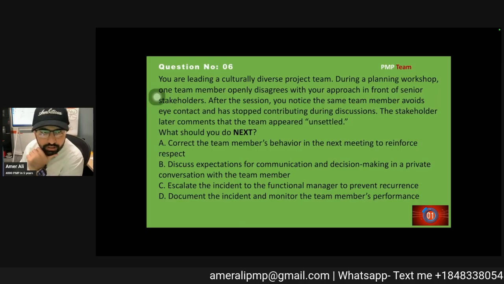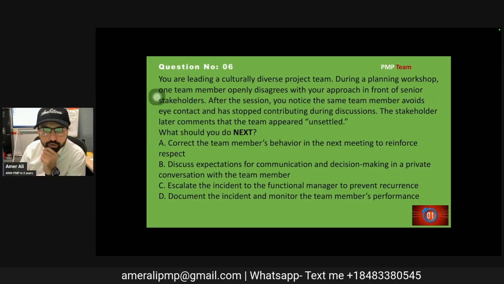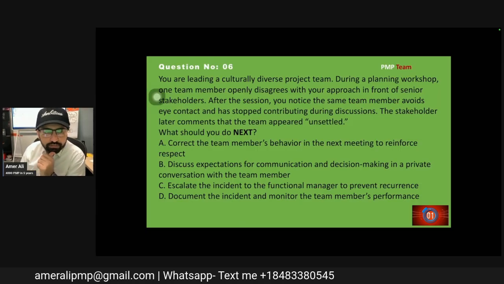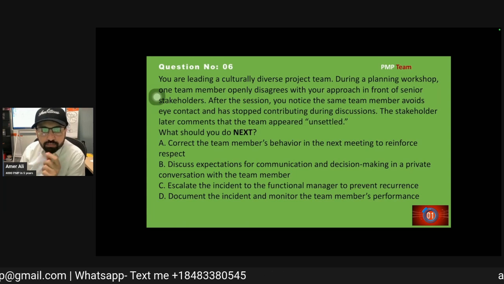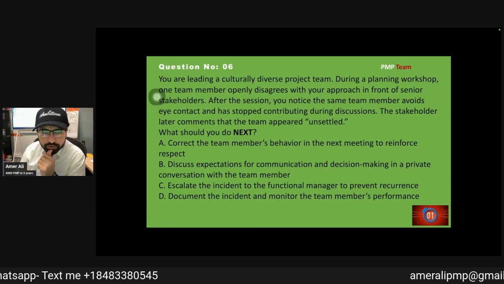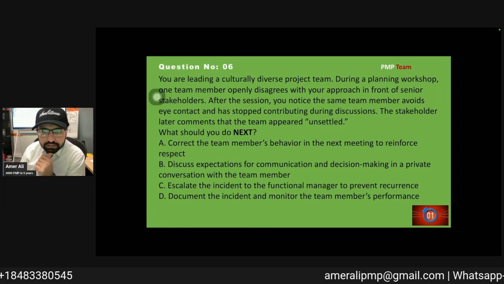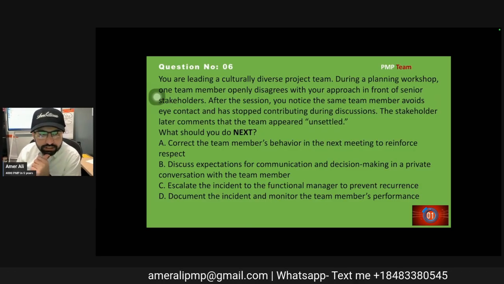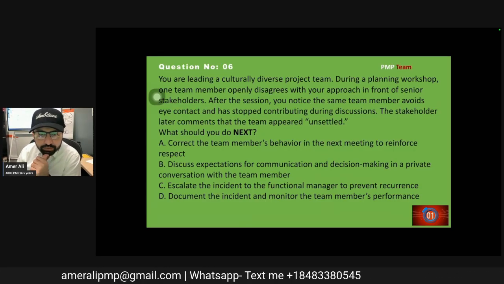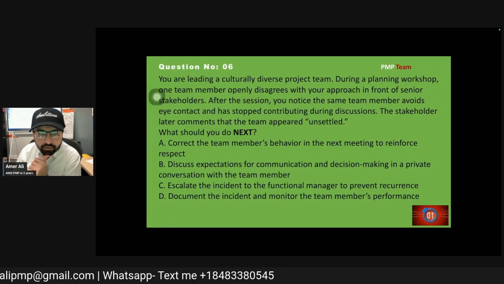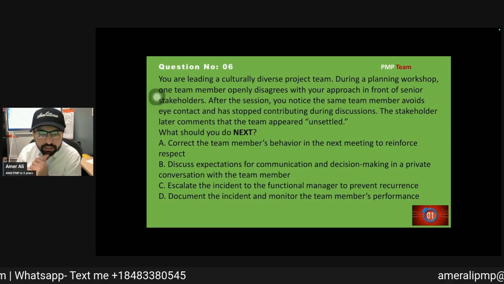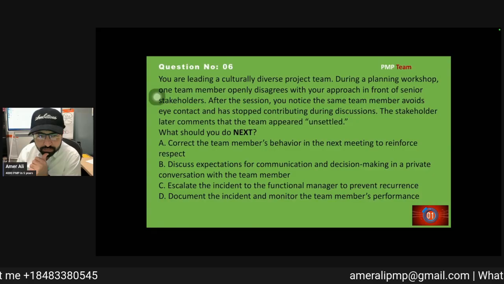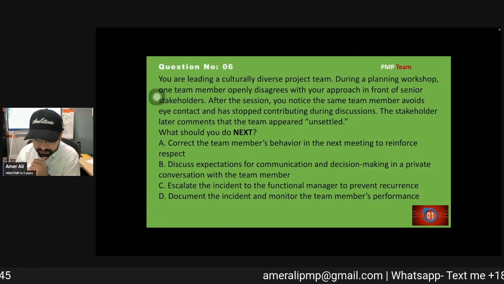You are leading a culturally diverse project team. During a planning workshop, a team member openly disagrees with your approach. After the session, the same team member avoids eye contact and stops contributing. The stakeholder later comments that the team appeared unsettled. What should you do? Correct the behavior, discuss expectations and decision making, escalate, document the incident.